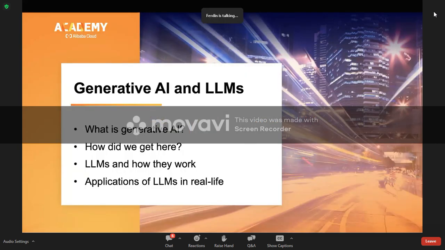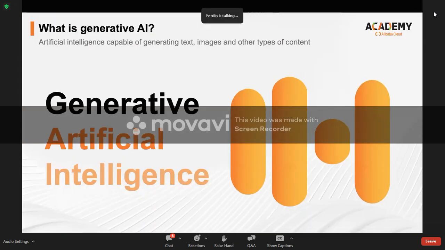Now we are going into generative AI and LLMs. LLM stands for large language models. We will see in detail about it. Firstly, we see generative artificial intelligence. Generative AI is artificial intelligence that is capable of generating various content in the form of text, images, or videos.